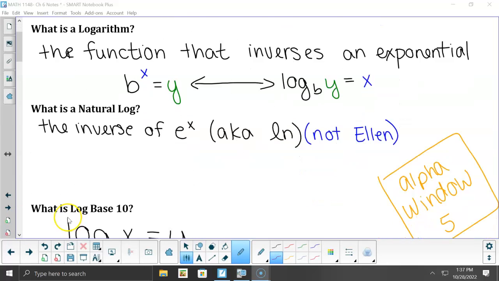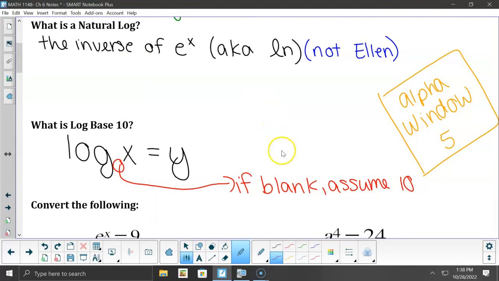All right, can I scroll past the title? Calculator today. People say it really fast, "Ellen." They're like, who is this Ellen? It's LN. Slow it down. Okay, I'm going to keep scrolling. Alpha window 5 is how you get to log base on the calculator. Yeah, I would write it in your notes. It's important.